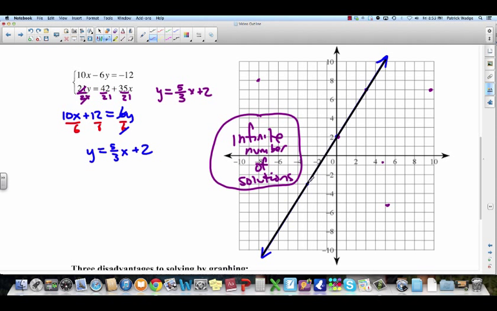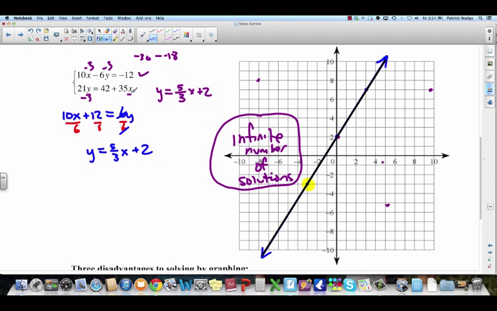I don't know. Let's pick this point right here. This one. What point is this? This point is negative 3, negative 3. It should work. If I put negative 3 here and negative 3 here, it should work. 10 times negative 3 is negative 30. And take away, 6 times negative 3 is negative 18. That means plus, negative 30 plus 18 is negative 12. It works.